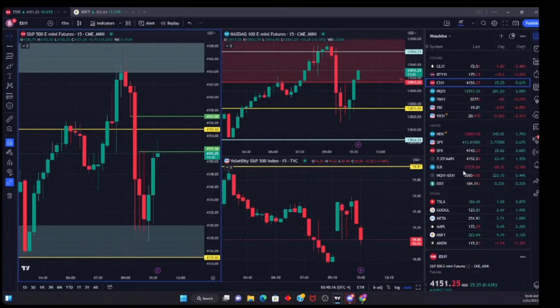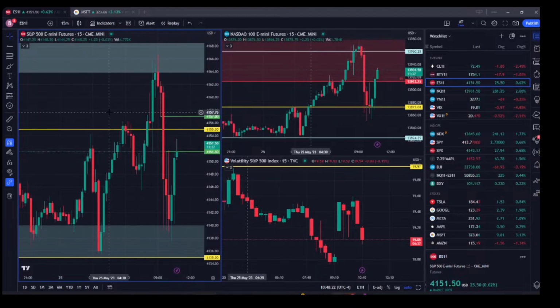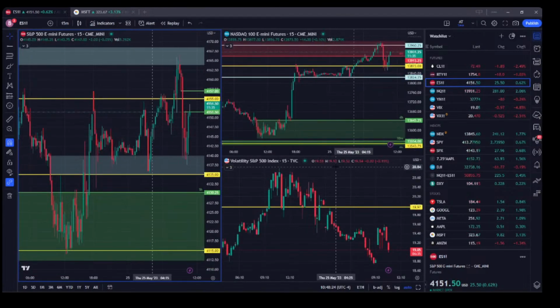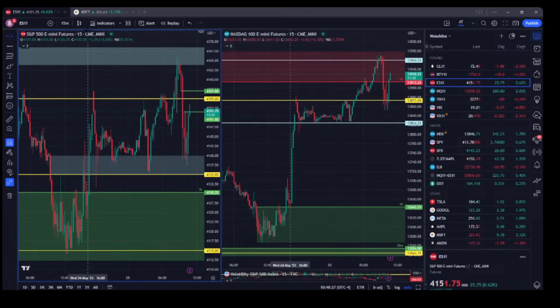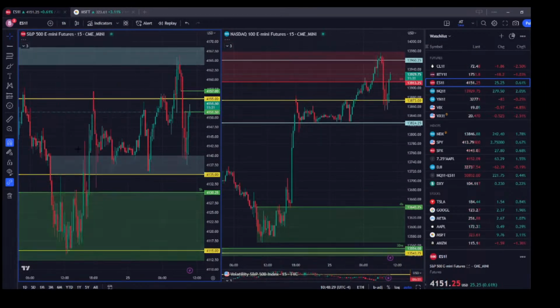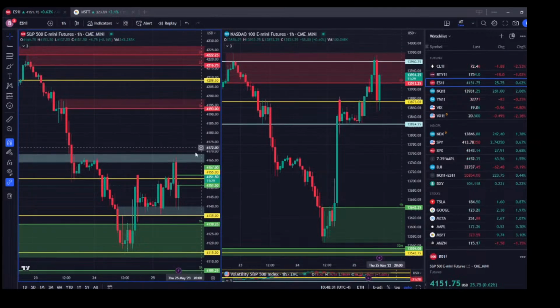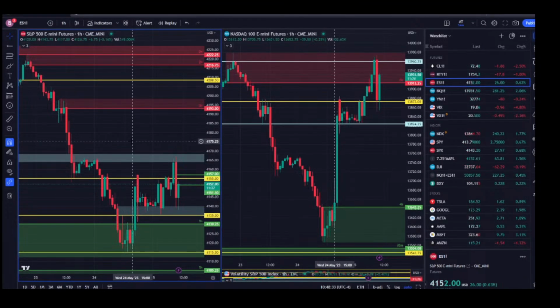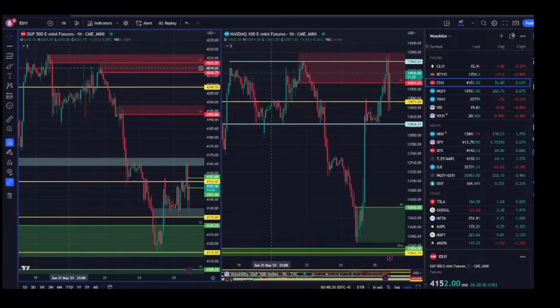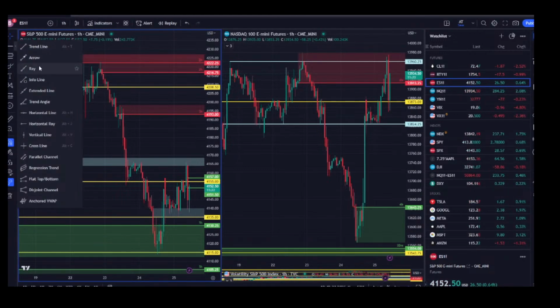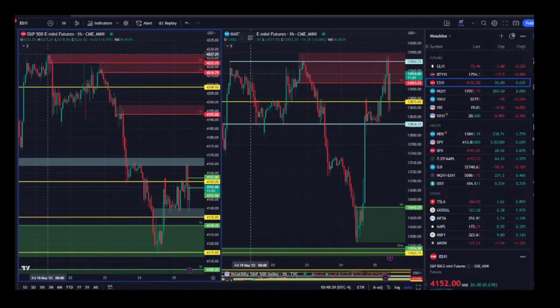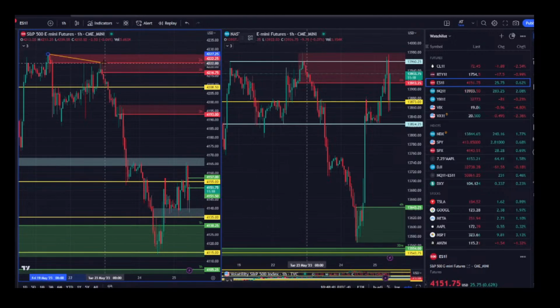There's other things in ICT as well, like the SMT divergence. That's basically what I've been trying to teach, and I feel like I've been pretty okay at it. Basically, when you notice ES and NQ, here we go, perfect. I'm going to fit your screen better while you're talking about this and showing it. There we go. For sure.